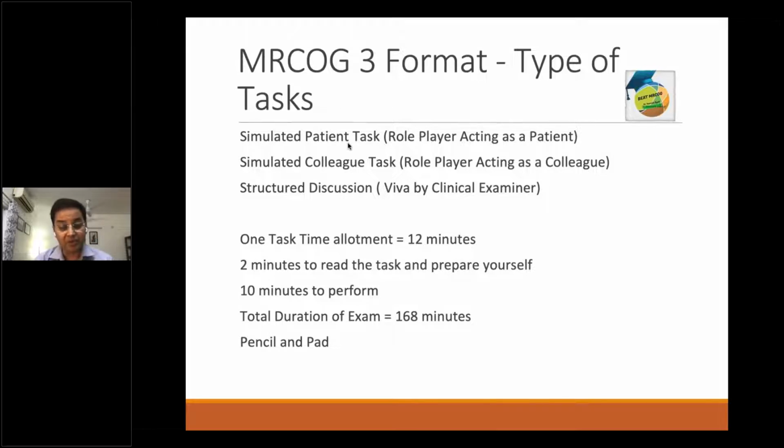There is no break in between, so you will be constantly moving from one booth or task to another. The total duration of the exam is just below 3 hours. To be exact, it is 168 minutes, out of which 28 minutes are for reading the task and 140 for performing the task.